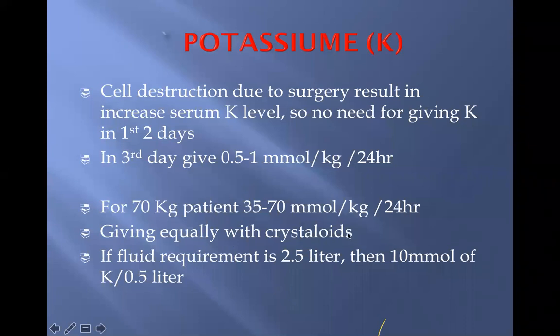given equally with the crystalloid. That is to say, if the fluid requirement is 2.5 liters, then 10 millimole of potassium can be given within each 0.5 liter bottle of fluid, to be given over 24 hours rather than given in a fast way that can cause dysrhythmia and may lead to complications.